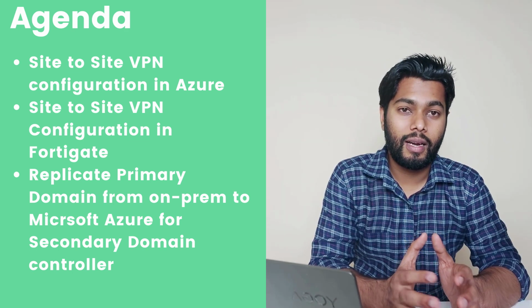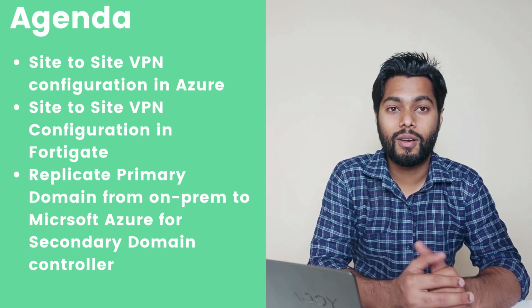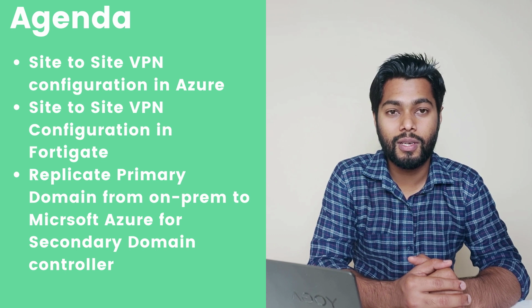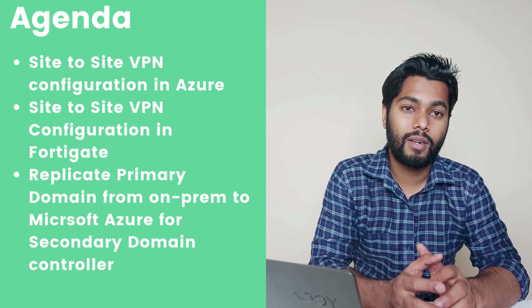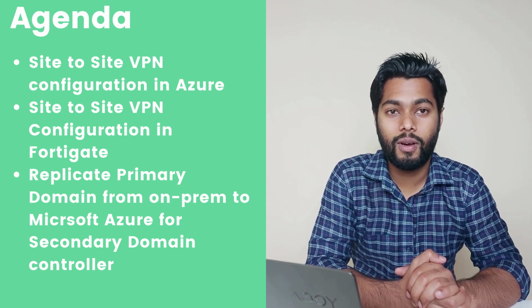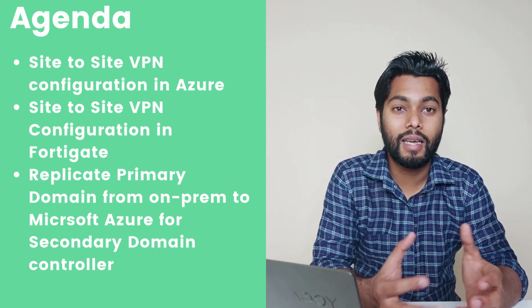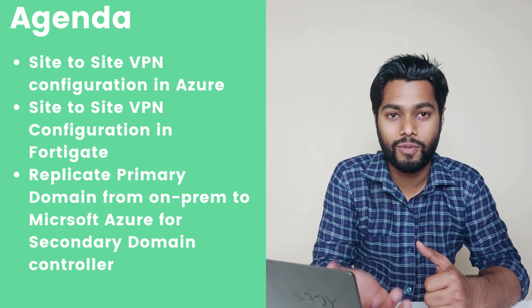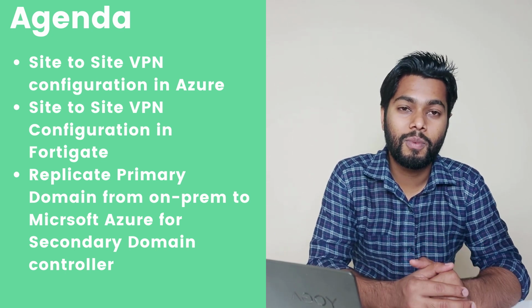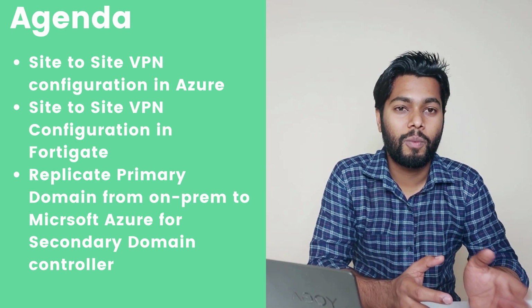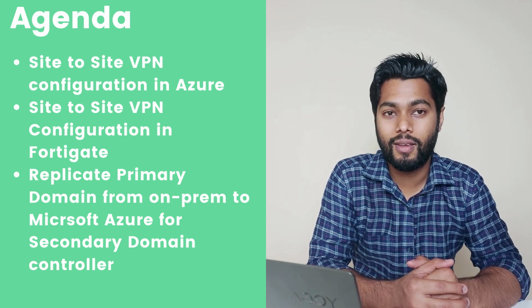So let us start with Azure. We're going to see what are the setups that are required in Azure to configure a site-to-site VPN. Then we will configure the on-premises Fortigate Firewall. Then finally, we're going to see how we can prepare a secondary domain controller in Microsoft Azure. And the reference is going to be the primary domain controller in on-premises behind your Fortigate Firewall.